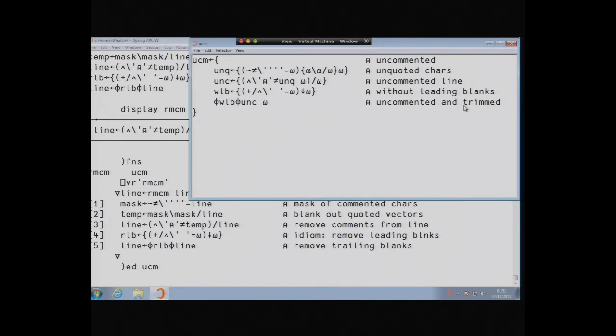And the functional way of writing this program, or a functional way of writing this program, is to define a number of little functions, each of which do a little job, and then I can combine them in the last line to do the whole thing.